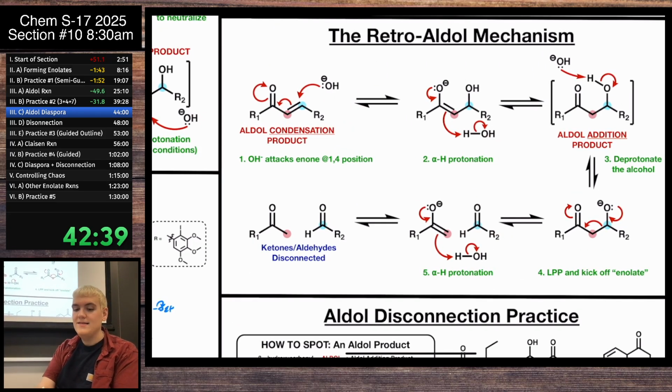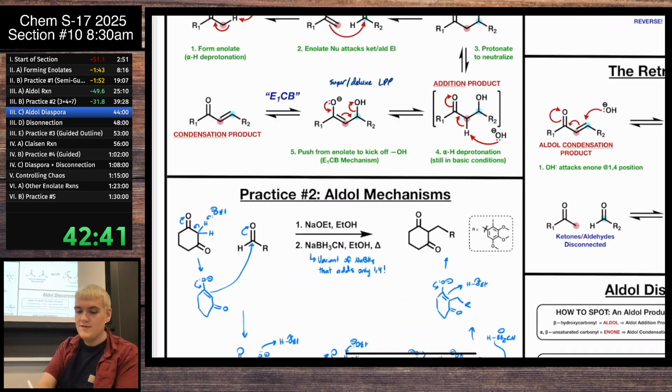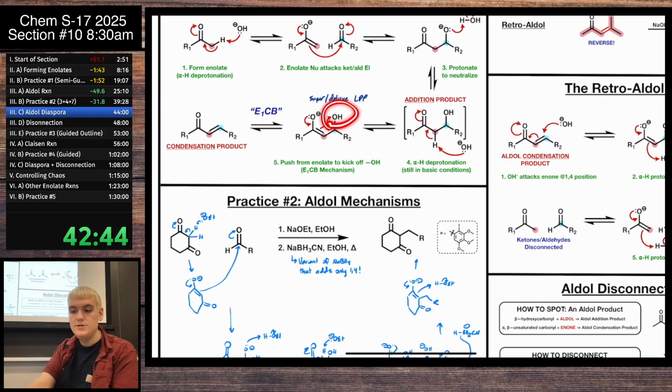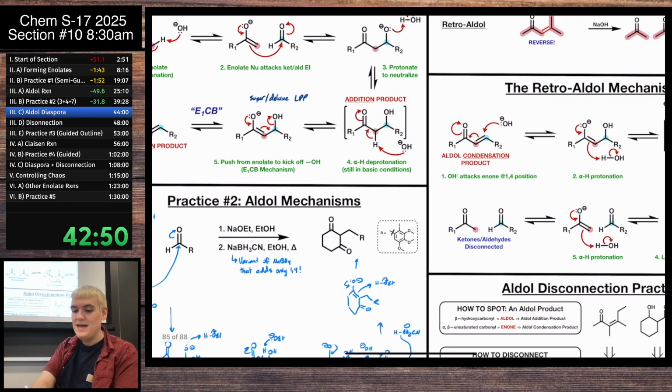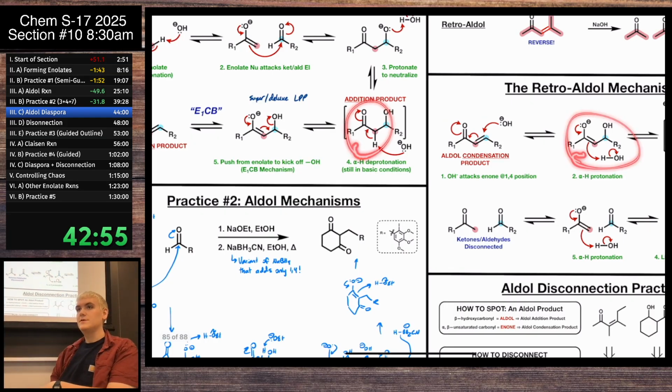Like the last thing that we did in the formation was we kicked off an OH with our super lone pair push. First thing we do here is we add it 1,4. Then before that, we made an enolate. Now we need to unmake our enolate. It's beat for beat reverse.